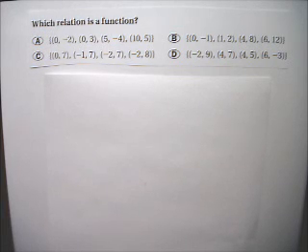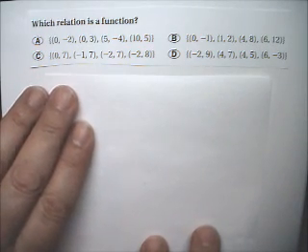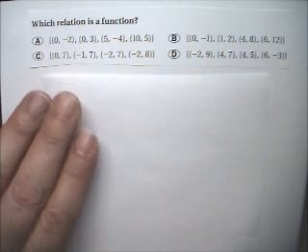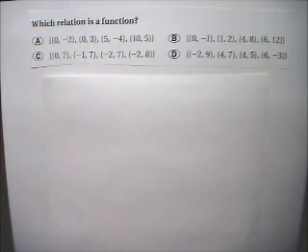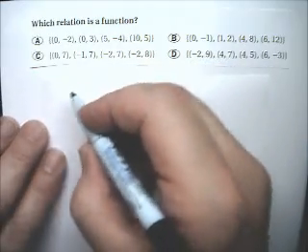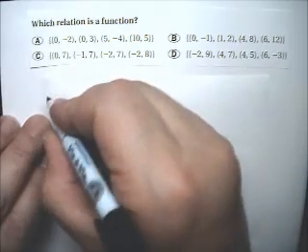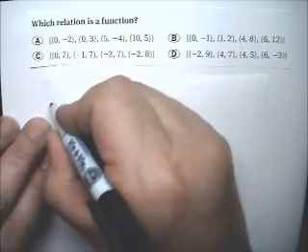Hello, this is graphing linear equations, functions as ordered pairs and rules. In this example 2, they want us to tell which relation is a function. So I'll analyze these choices and we'll figure out which are relations and functions. All of them are relations. We'll just figure out which ones are functions.